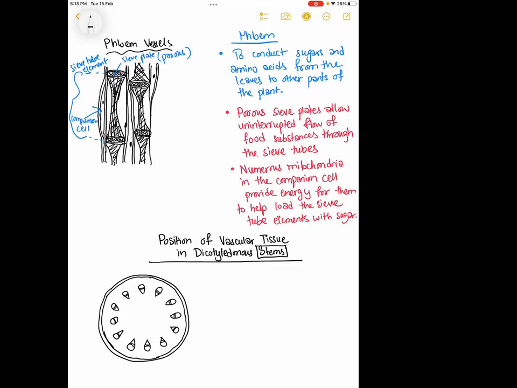Now, most of the time you might be asked to draw this or even label this. So these are quite important. Even the microscopic pictures of these diagrams, you should be able to identify. I'm going to show you a few after we're done with this.